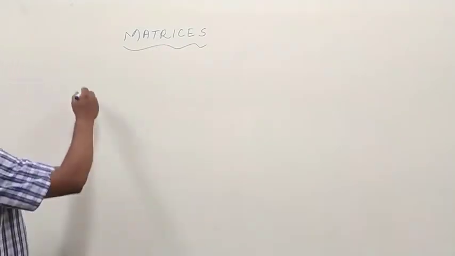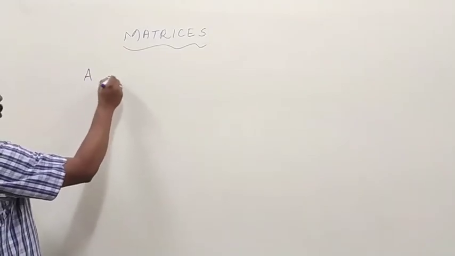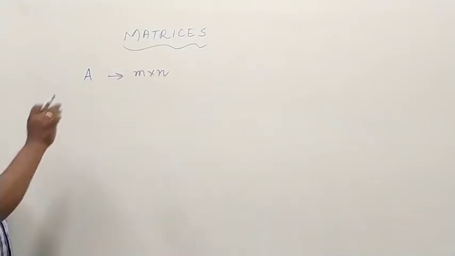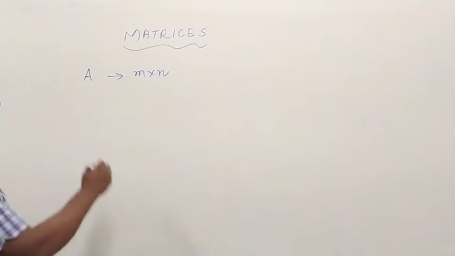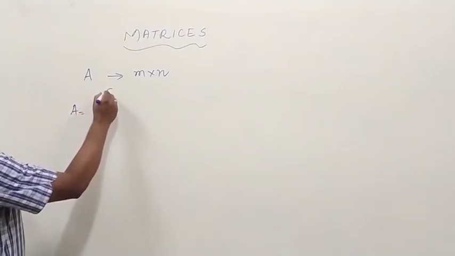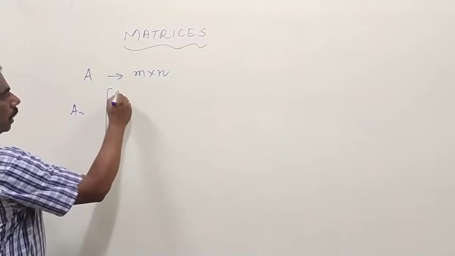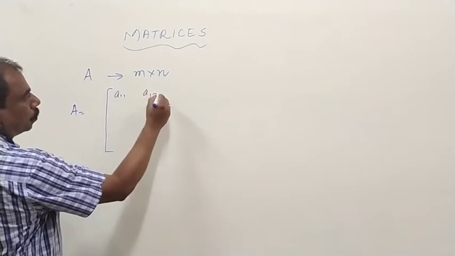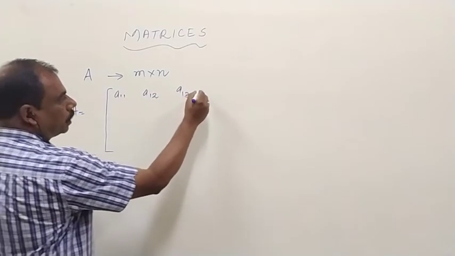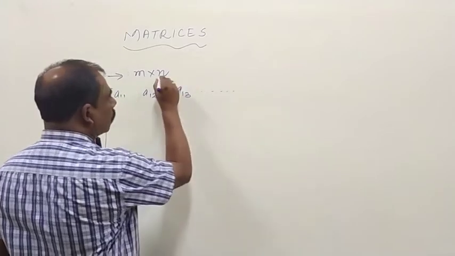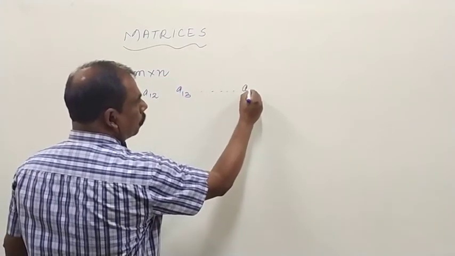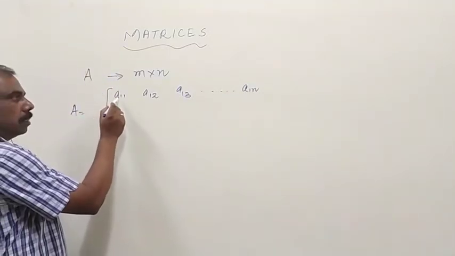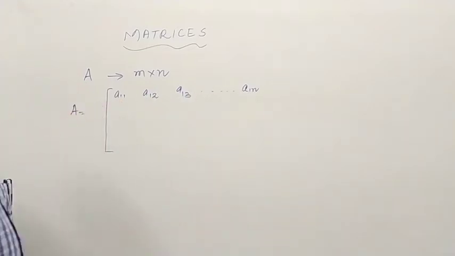In general, we take a matrix A and suppose that its order is m by n. The elements of this particular matrix A are written in the form A = a11, a12, a13, etc. Since it has n columns, the elements will go up to the form a1n. That means in the first row you have n elements.